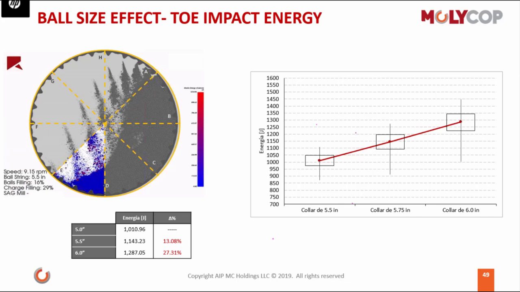So for the same power demand in the mill, the energy that you are going to use for grinding is going to be higher if you use a bigger ball size. So you can get a better throughput, you can get a better grindability of the critical size particles, but you have to take care about hitting the liners, and breaking the balls.